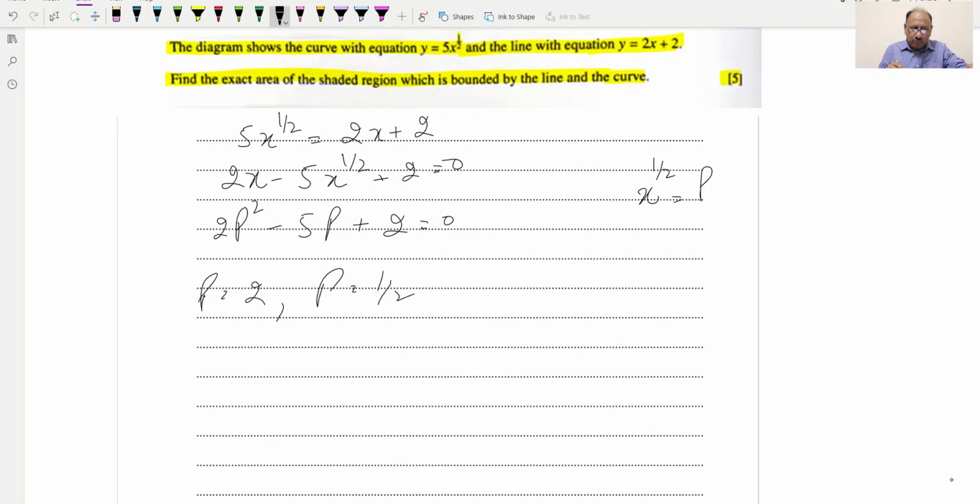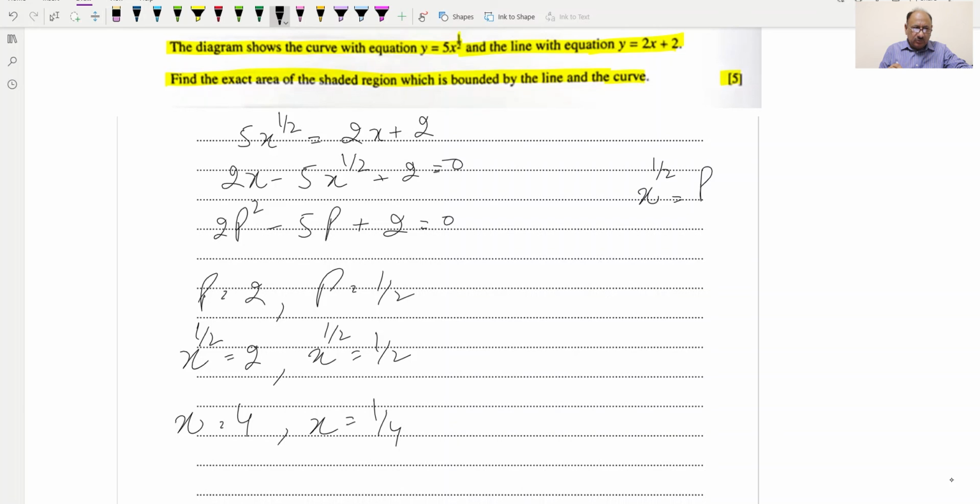We got these two values, and we can replace p with x raised to the power 1 by 2. So x raised to the power 1 by 2 is equal to 2, and x raised to the power 1 by 2 is equal to 1 by 2. And to find the value of x, we will be taking the square. So x is equal to 4 and x is equal to 1 by 4.